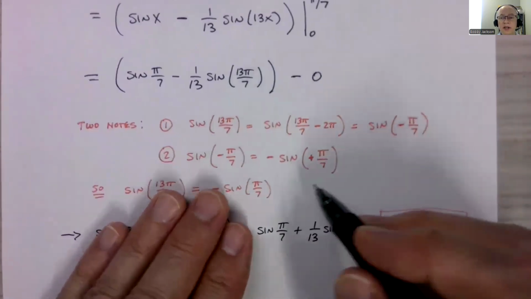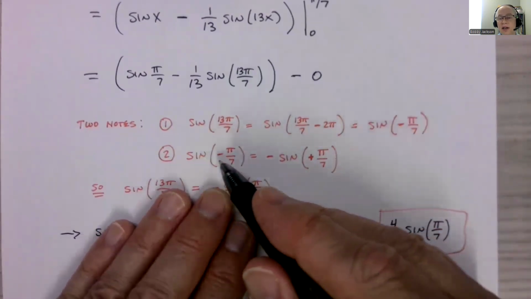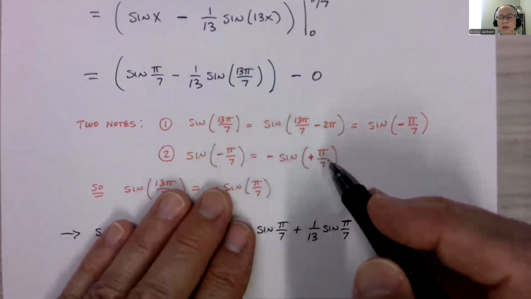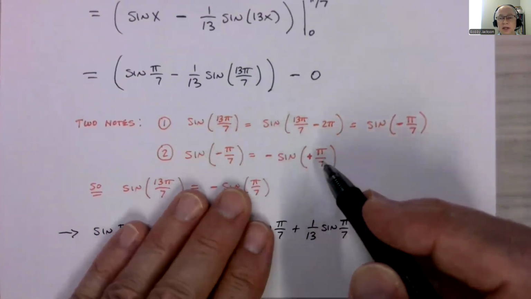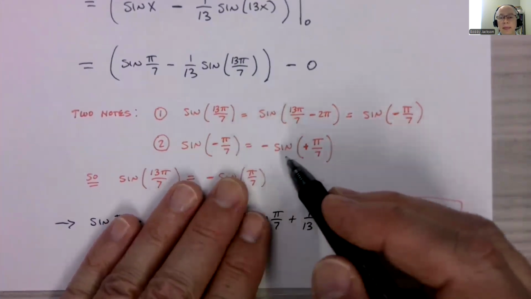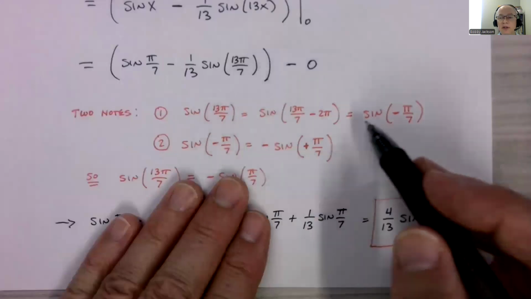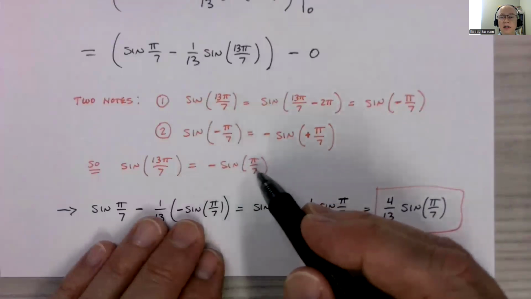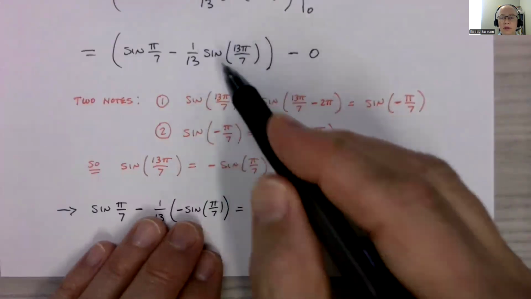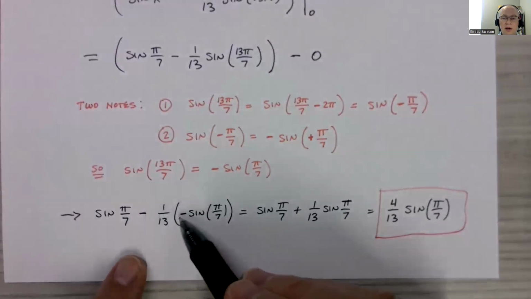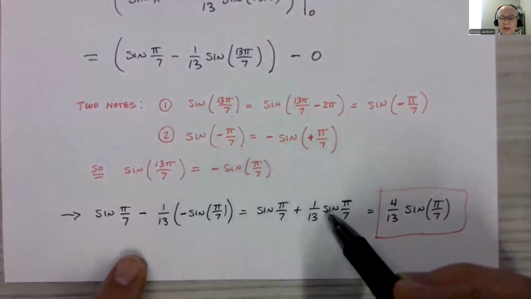But also, sine is an odd function. So sine of -pi over 7 is -1 times sine of +pi over 7. That's because it's an odd function. And so sine of 13 pi over 7 is negative sine of pi over 7. And if I replace that with negative sine of pi over 7, clean this up, negative times negative, positive 1/13 sine of pi over 7.